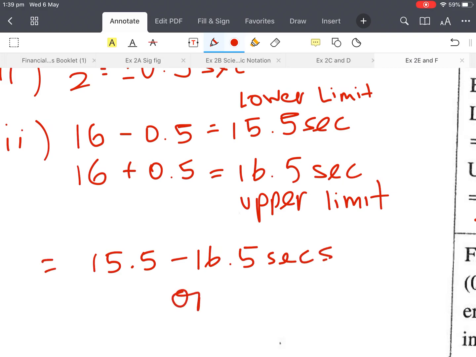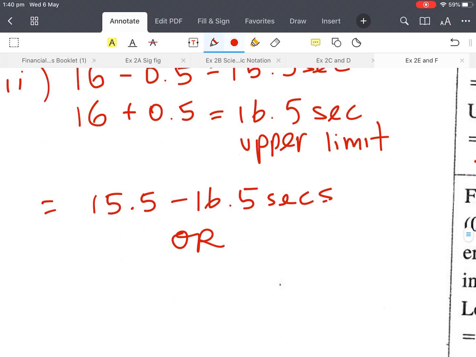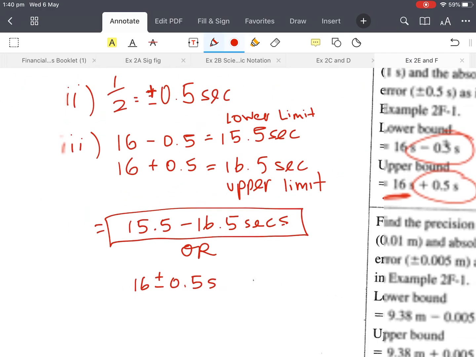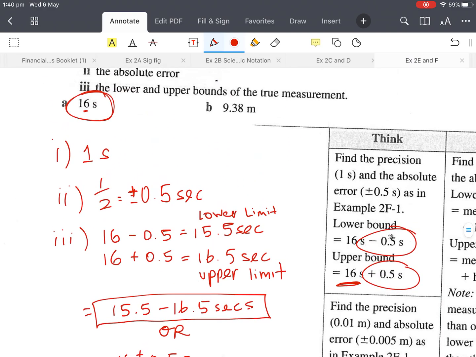Or sometimes it's also written as 16 plus or minus 0.5 s. So if you see either of those two, that's what they want. Now, if they do ask you for the range, you've got to write it like that. So if the question asks you for the range, please do write it like that.